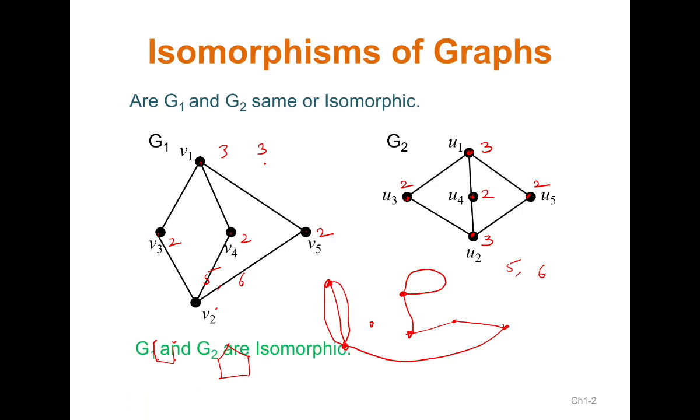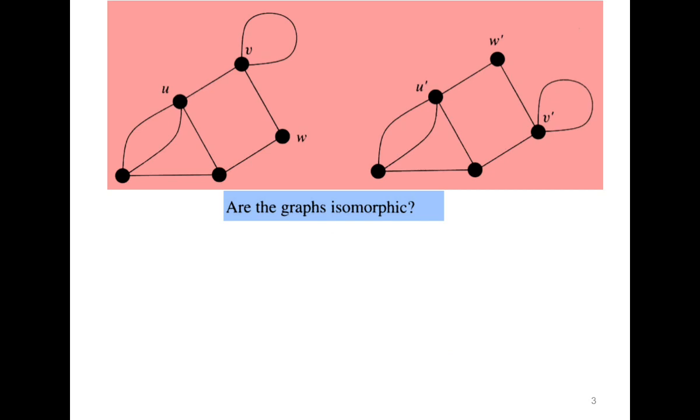For better understanding, let us consider one more example. Are these two graphs isomorphic? Now, 5 vertices, 5 vertices. Let's count the edges. So 1, 2, 3, 4, 5, 6, 7, 8. Here also 1, 2, 3, 4, 5, 6, 7, 8. Yes. Now let's count the degrees.